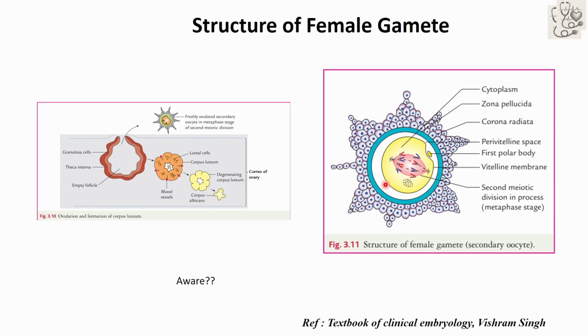A distinct space is present between the cell membrane, which is called the vitelline membrane, and the zona pellucida, which is called the perivitelline space. It contains the first polar body.